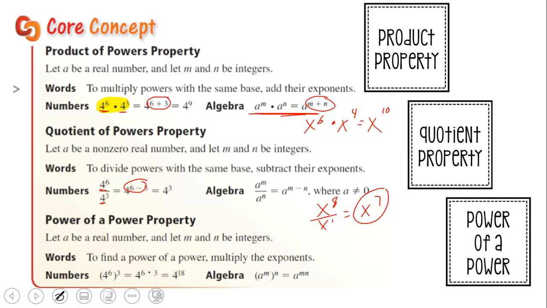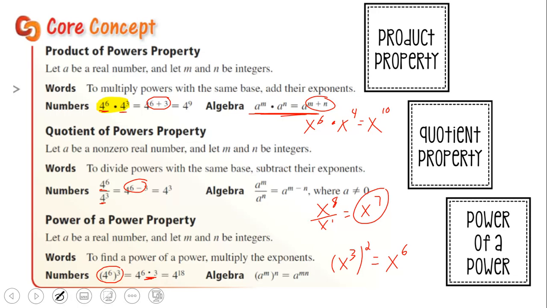Finally, we have power of a power. When we're taking a number and we're raising it to a second exponent, that's the case when you multiply those exponents together. So we have 4 to the 6th raised to the 3rd power. That means that we multiply the exponents together, and we would get 4 to the 18th power. Similarly, if I had something like this, x cubed, and I wanted to square that, I would multiply those exponents together to get x to the 6th power.